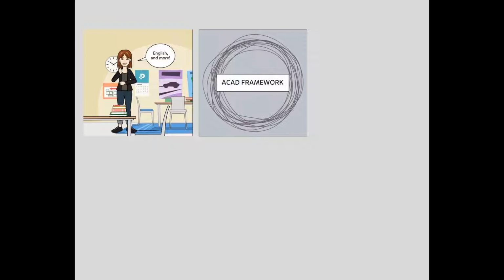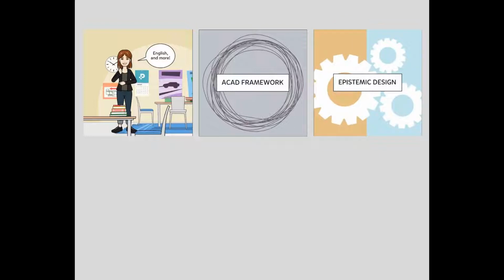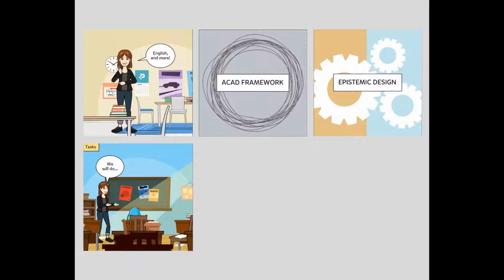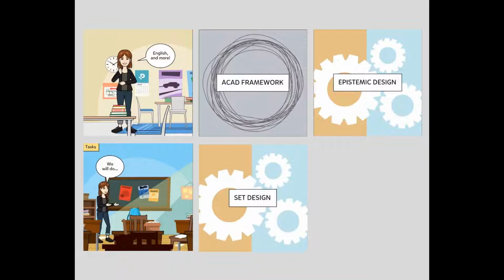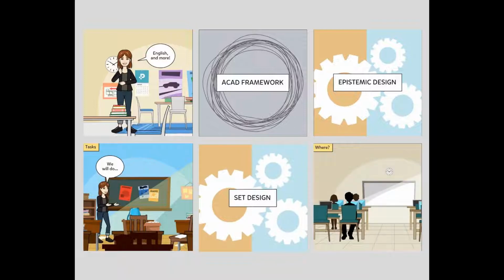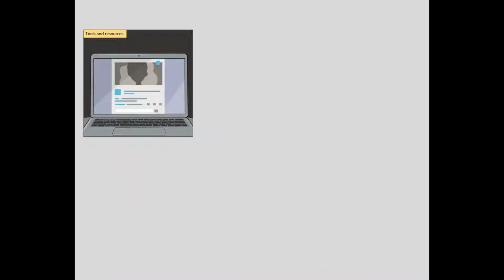There are 3 key dimensions which can be modified and designed. Firstly, the activity is epistemically situated, so we will propose students some tasks, which means that we will specify things that they will do, and I will speak about them later. Secondly, we will define the set design, which means the place where the activity will be developed. In our case, it will be carried out in a computer lab, and the tools and resources students will use, which I'll explain in a few seconds.